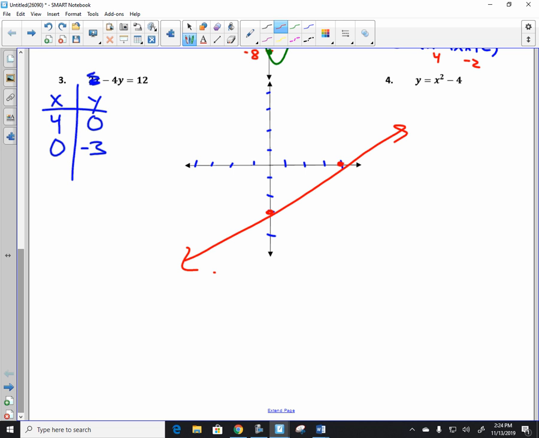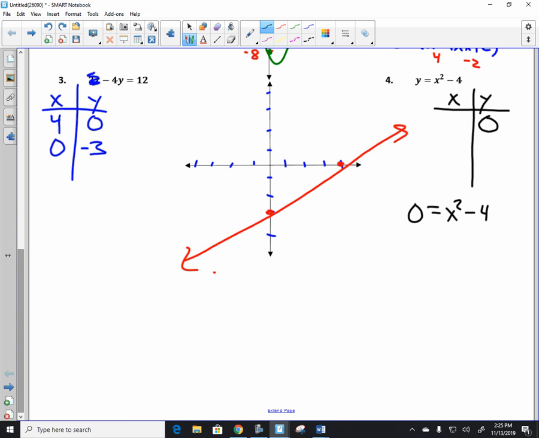X squared minus 4. I'm going to find the X-intercepts. I'm going to find the Y-intercepts. Delaney, what do you want to find? X or Y-intercepts? You want to find the X-intercepts. So if you want to find these, you plug 0 in for Y. When we plug in 0 for Y, we get 0 equals X squared minus 4.